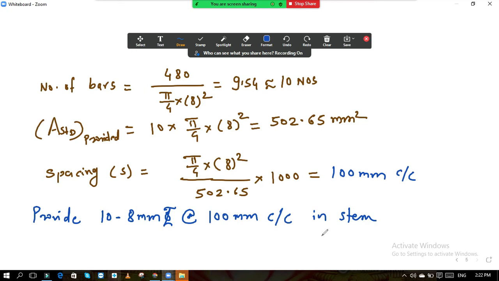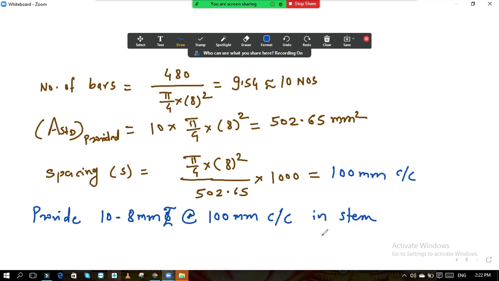And what will be the main direction of your stem? It will be the vertical direction. So in the stem your main steel is of 16 mm bar diameter, 125 mm center to center, and distribution steel is 8 mm bar diameter, 100 mm center to center. So this is the design of stem.